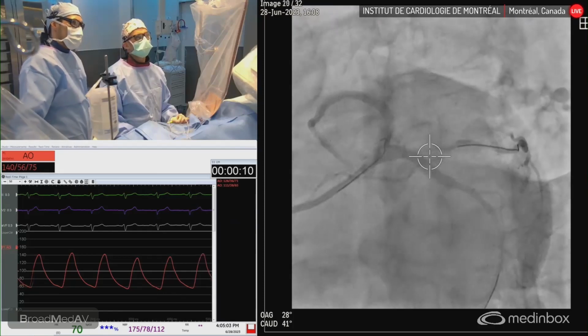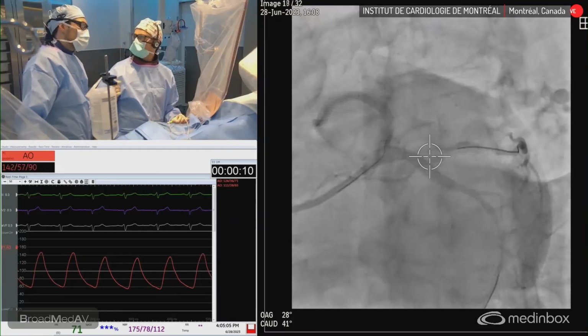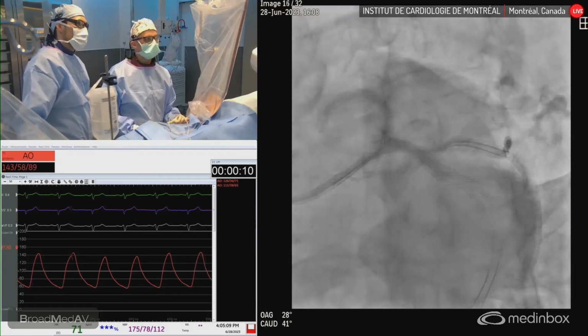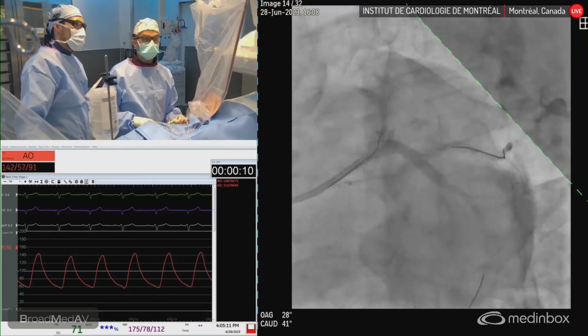Sometimes it's just a matter of view. There's probably a small branch there we don't appreciate well in this view. So I'm suggesting to change view. And there we go.